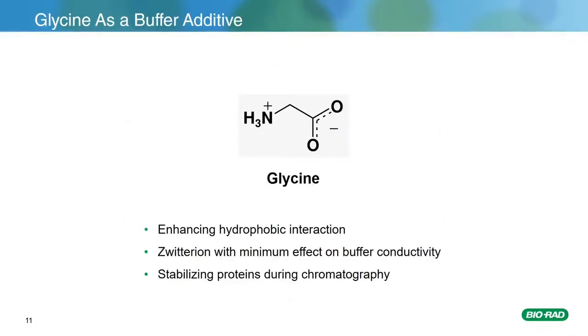As I mentioned earlier, glycine enhances hydrophobic interactions. We are all familiar with the use of high conductivity buffers to promote protein binding onto a hydrophobic resin with salts like ammonium sulfate or sodium chloride. However, glycine is a sweeter ion. It does not affect buffer conductivity much, and we will use only a modest concentration of glycine in mixed mode chromatography. Glycine is also known for stabilizing proteins during purification.